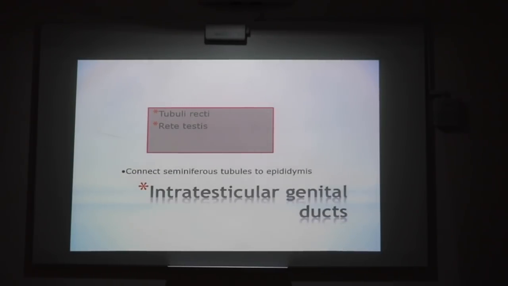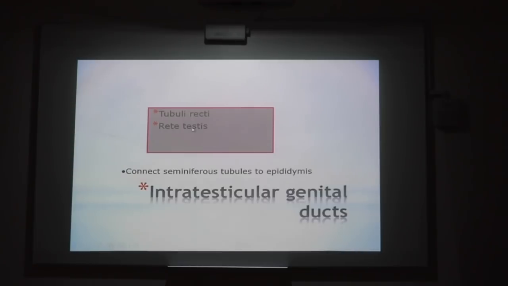So now we have done the testes, and we are going to go from the seminiferous tubule to the intratesticular ducts, and then the extratesticular duct system. So the first part of the duct system we are going to talk about is the intratesticular genital ducts, and these include the tubuli recti and the rete testis.